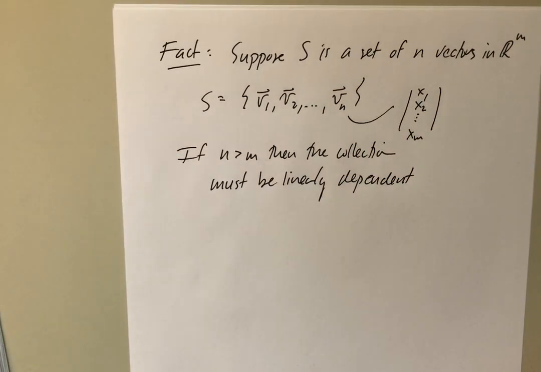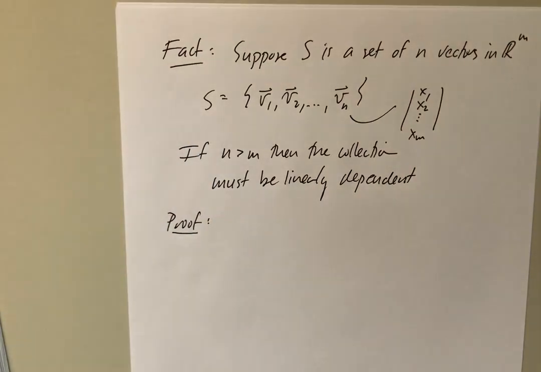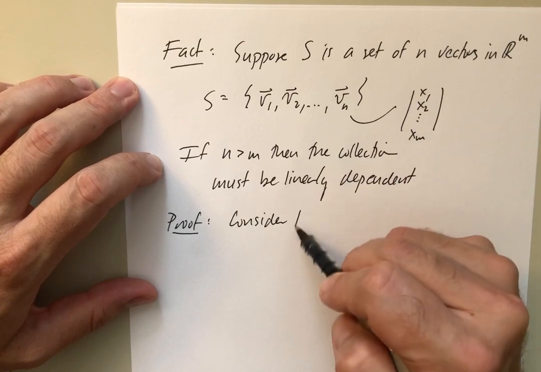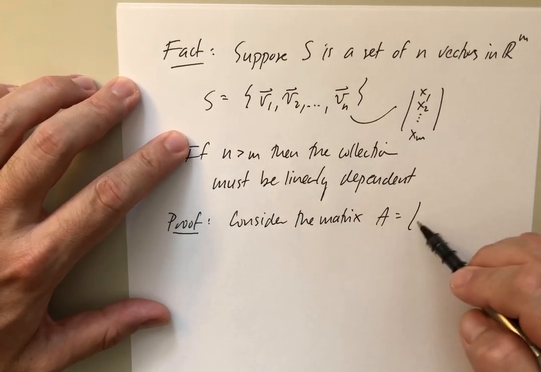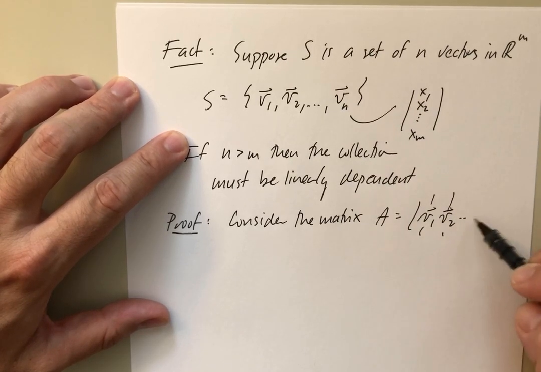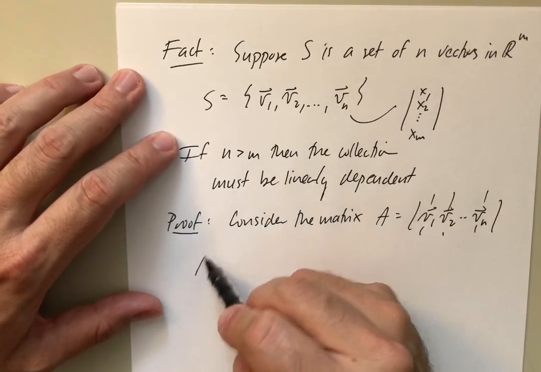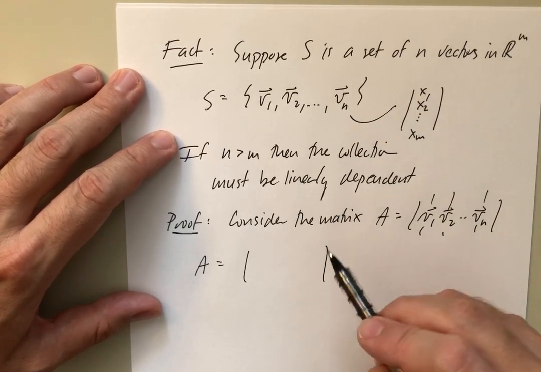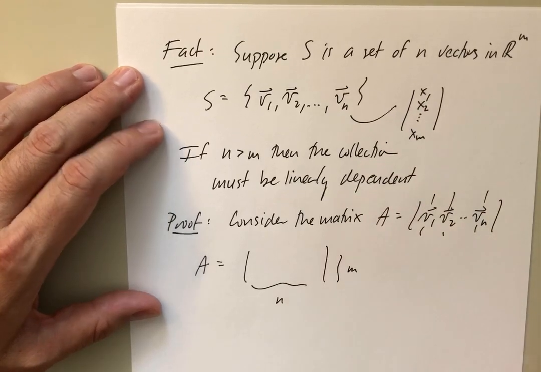Okay. And what's the proof of this? Well, let's look at the matrix. Let's consider the matrix as usual, and let me call it A. I'll take v1 as the first column, v2 as the second column. These vectors, as usual, will be the columns of the matrix. And what do we have? A is an m by n matrix, because there are m entries in each vector and there are n columns.